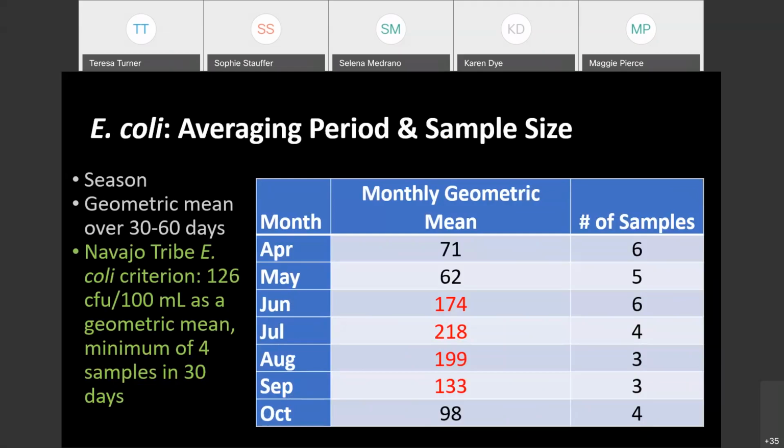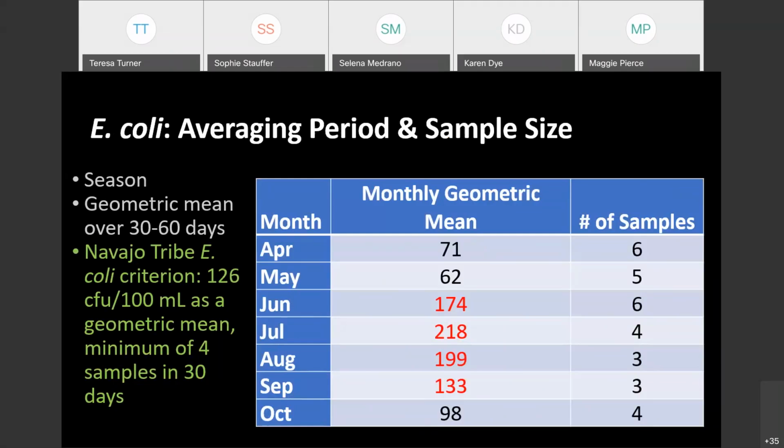So because of the duration, the averaging period associated with their criterion, they've gone and broken it out by month, which totally makes sense. And they've calculated their geometric means. And we see we've got a number of exceedances, June, July, August, and September. However, in this example, the Navajo have also specified that they want 4 samples in a 30-day period.